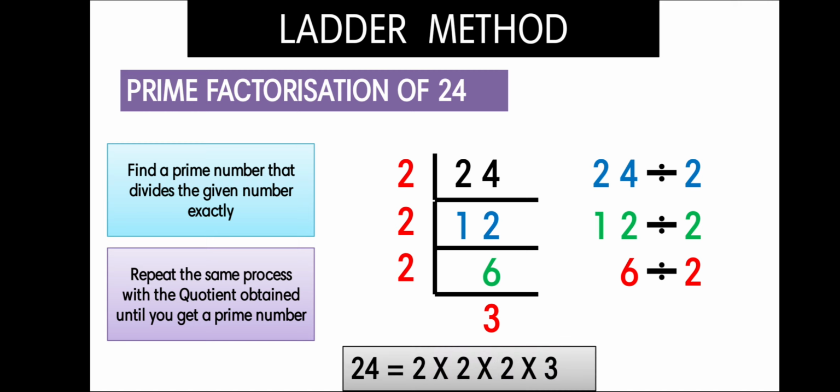So 24 can be written as the product of its prime factors. You can see 2 into 2 into 2 into 3. So the prime factorization of 24 is 2 into 2 into 2 into 3, all the prime factors. Let's take some more examples.